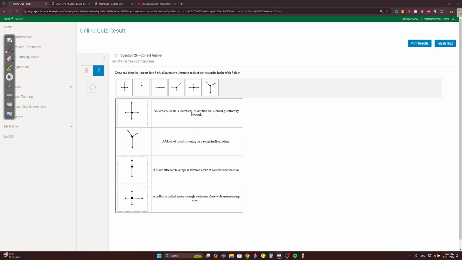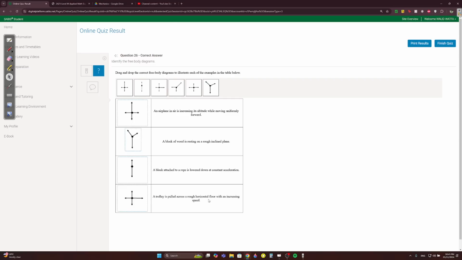A block of wood is resting on a rough inclined plane. If it's resting on a rough inclined plane, that means it has friction. Let's say I draw the inclined plane like this. Obviously, the normal is perpendicular, the weight is going down, and the friction is keeping it up from falling. A block attached to a rope is lowered down at a constant speed, meaning a constant force. If it's lowered down, that means the one down is greater than the one up. They didn't mention anything about X, so we're not going to choose anything else here.